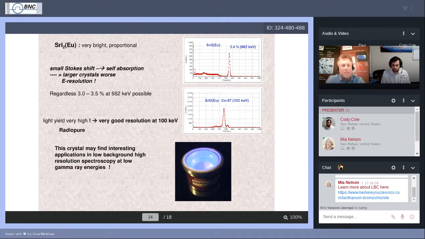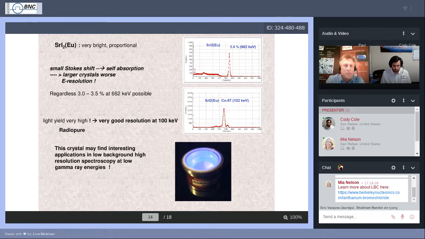This means that there is some self-absorption in the material, and when the crystal size increases, resolution degrades a little. Regardless of this, it's still possible to achieve resolution between 3 and 3.5% full width at half maximum at 662 keV, and a good resolution at 122 keV. The light yield is very high, so at low energies we can also achieve very good resolutions. It's radiopure, with no contaminants, and this crystal may find interesting applications in low background, high resolution spectroscopy.